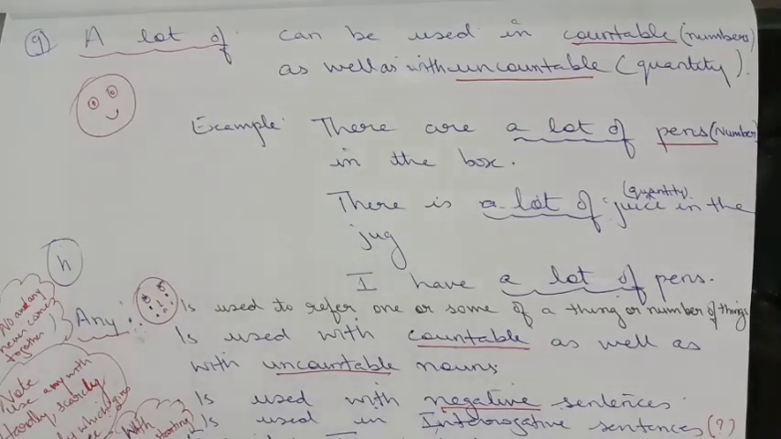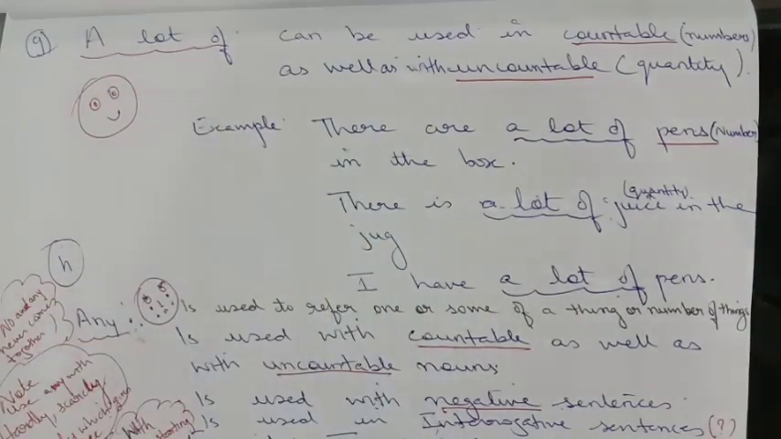The next one is any. Any is used to refer to one or some of the things, or the number of things. It is used with countable as well as uncountable nouns, just as you were using a lot of. But any is used with negative sentences and with interrogative sentences.